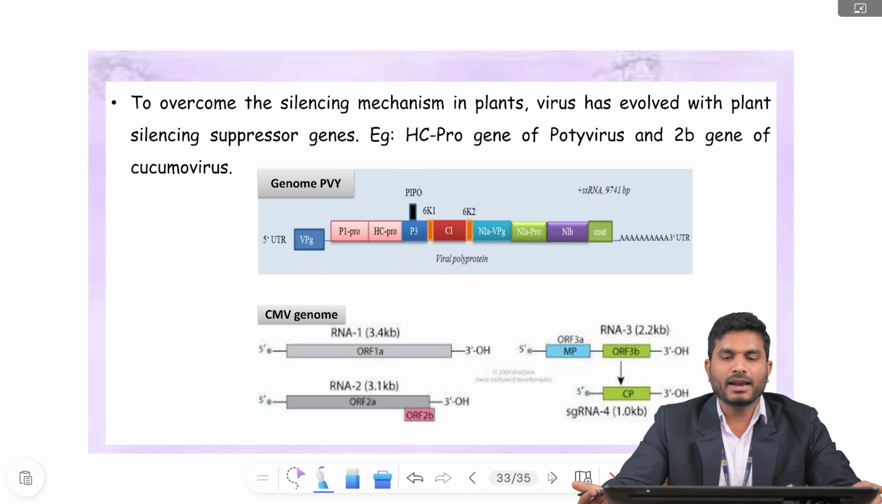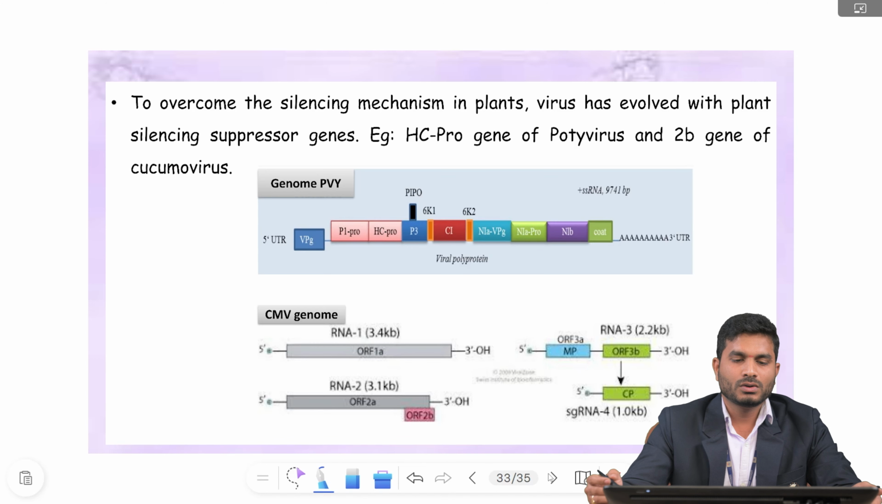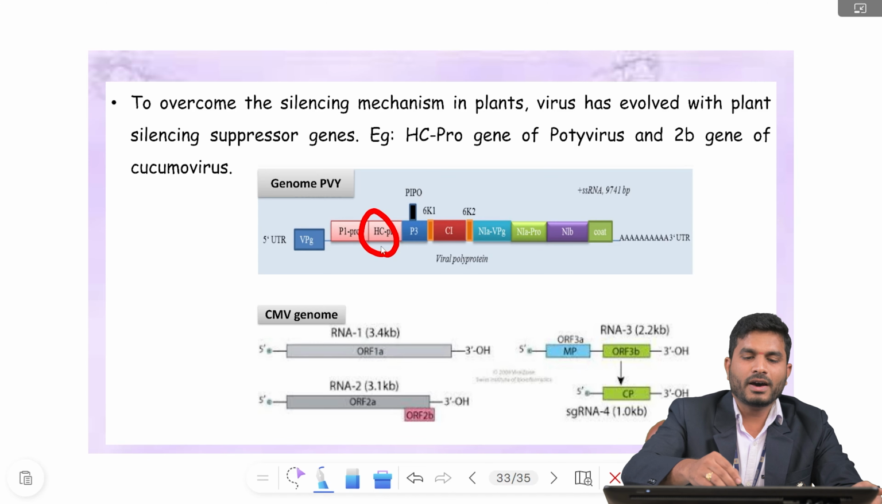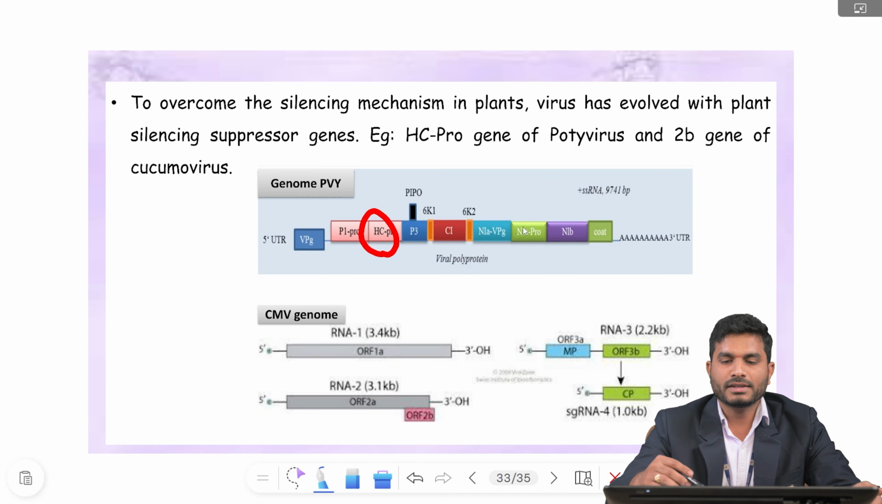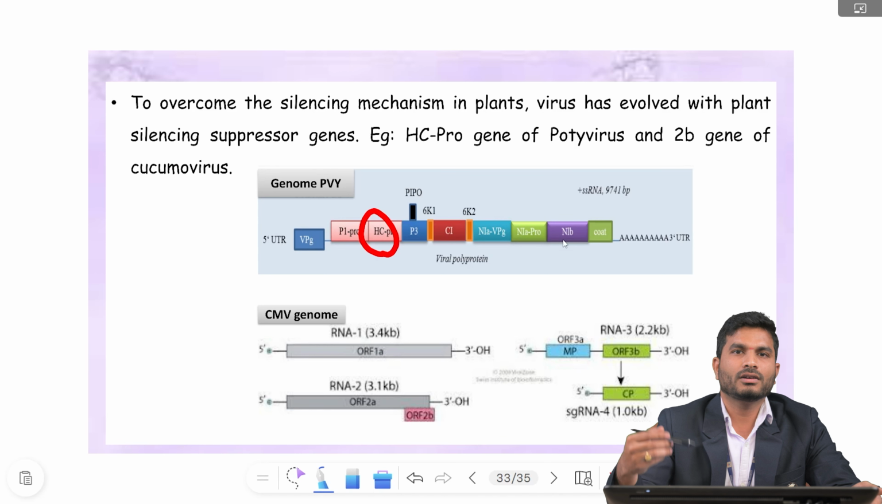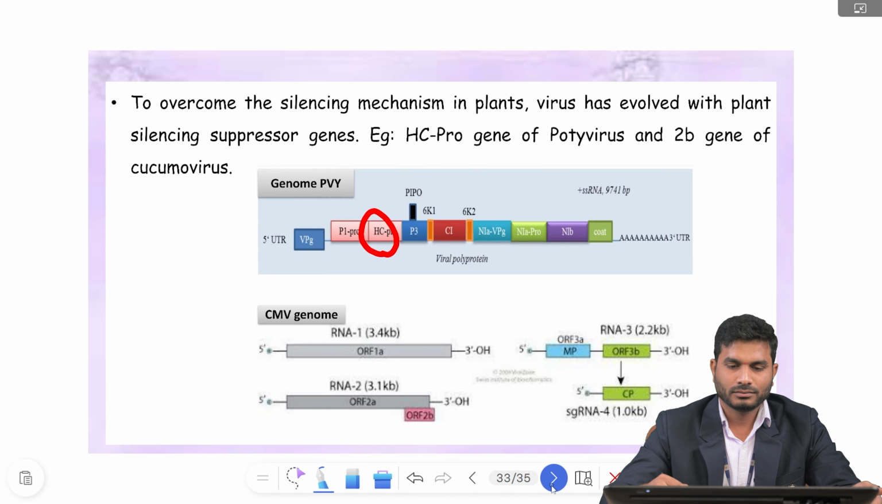Whenever a plant suppresses the virus through the gene silencing mechanism, the virus also counteracts the silencing mechanism by using silencing suppressor genes. To overcome silencing in plants, viruses have evolved silencing suppressor genes, that is the HC protein, called the helper component protein of potyvirus, and the 2B gene of cucumovirus. Through these genes, the viruses counteract the host-induced gene silencing mechanism, thereby the virus counteracts the plant and starts infecting it.